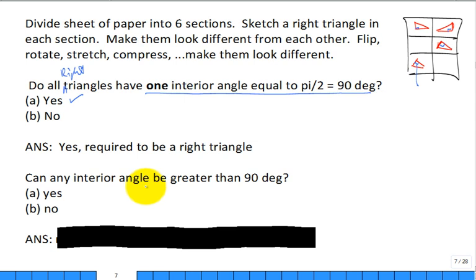Can any interior angle of a right triangle be greater than 90 degrees? We know one has to be precisely equal, but can any of them be greater than, yes or no? This is all of a right triangle. I'm talking about a right triangle. Not an isosceles, not an equilateral.